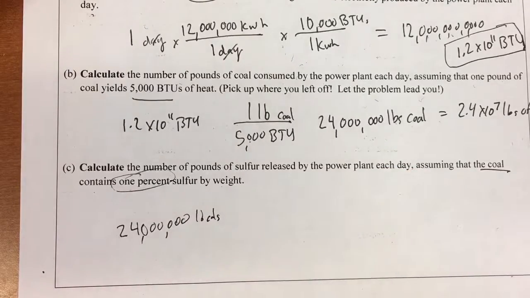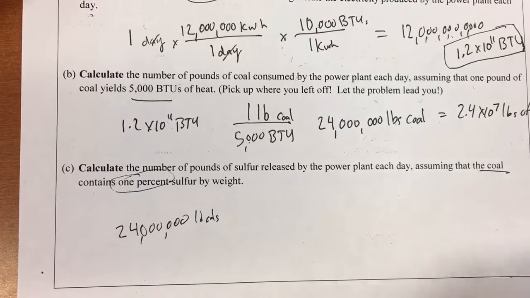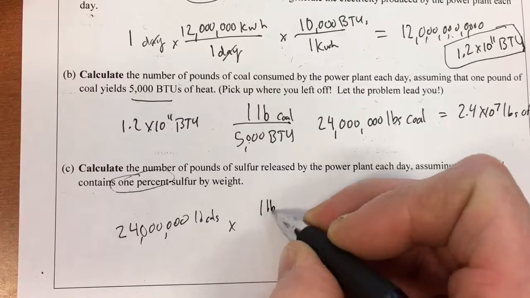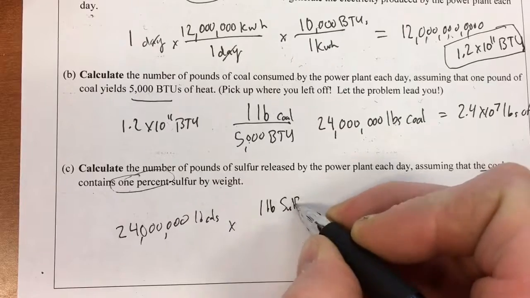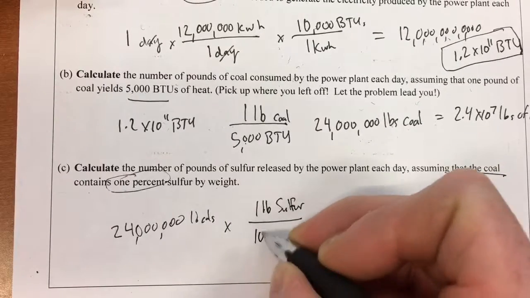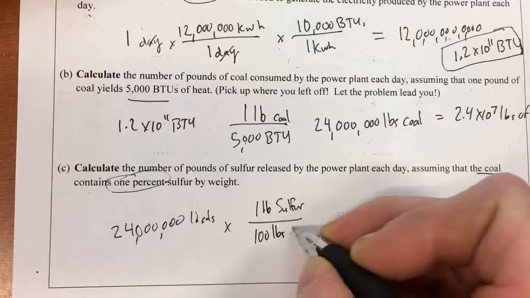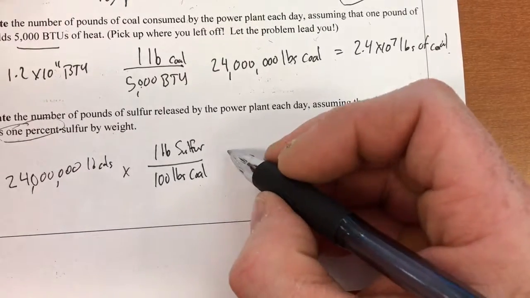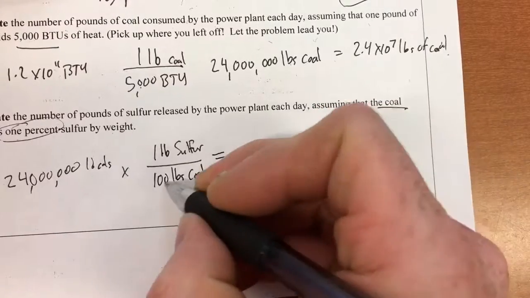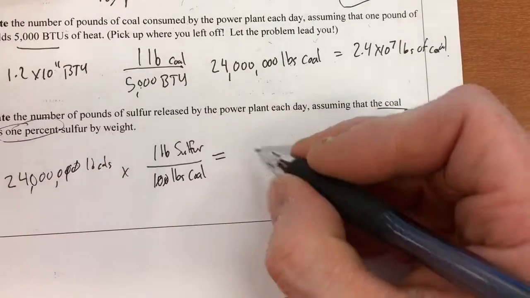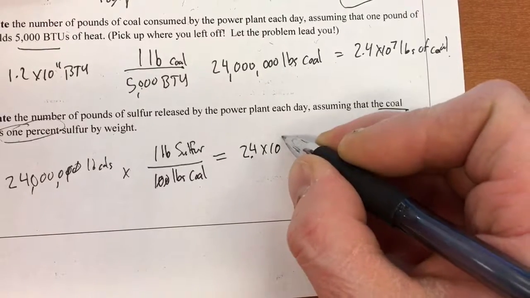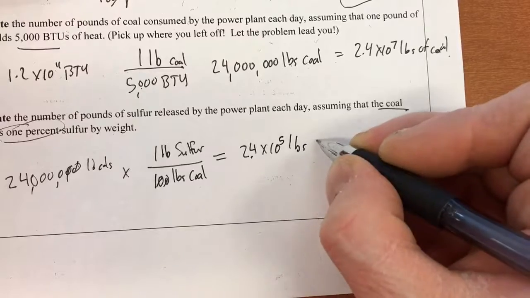a day. So essentially they're asking you for 1% of 24 million, times 1 pound of sulfur in 100 pounds of coal. And when you do that, that'll cancel. So we're only looking at 2.4 times 10 to the 5th pounds of sulfur.